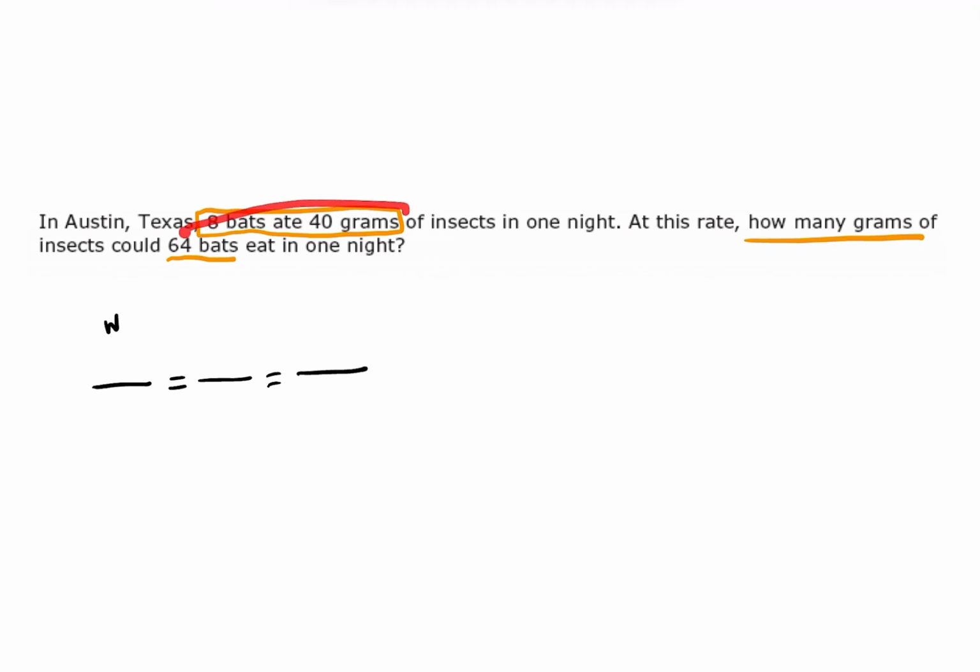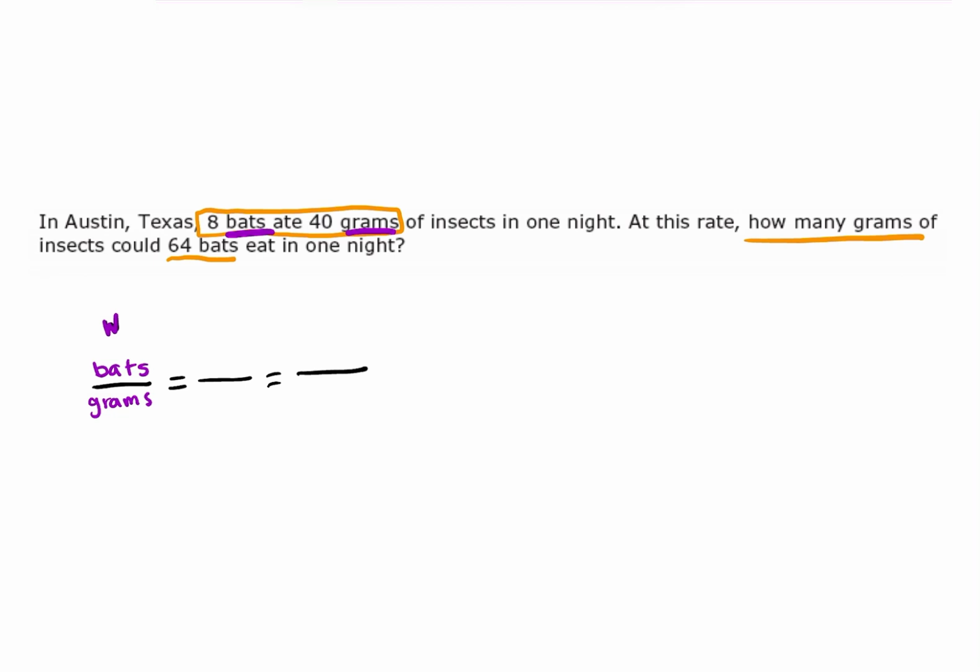So let's go back to right here. What two things were we talking about? We were talking about bats and grams. So again, the W is words. So bats would be my first word and grams would be my second word. So that's why it's W, because it's words.